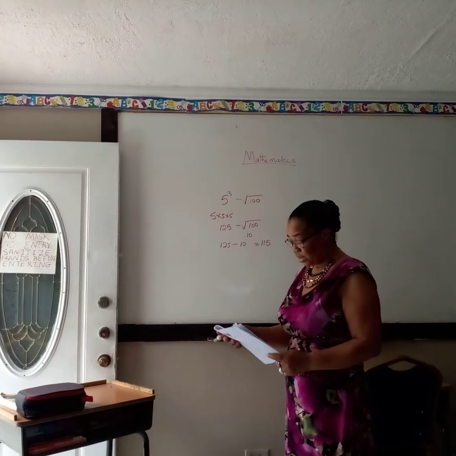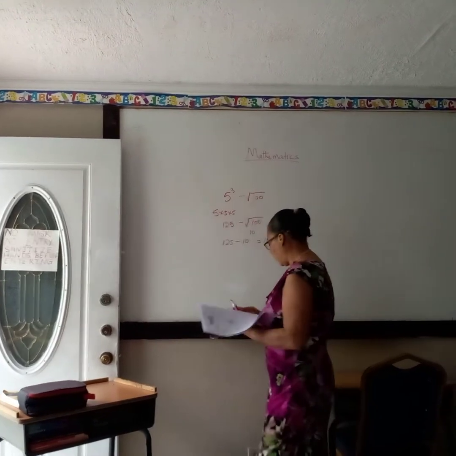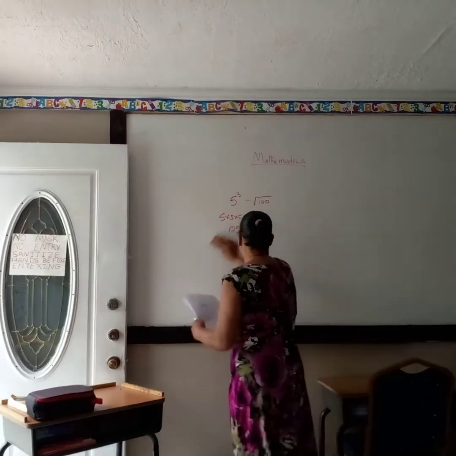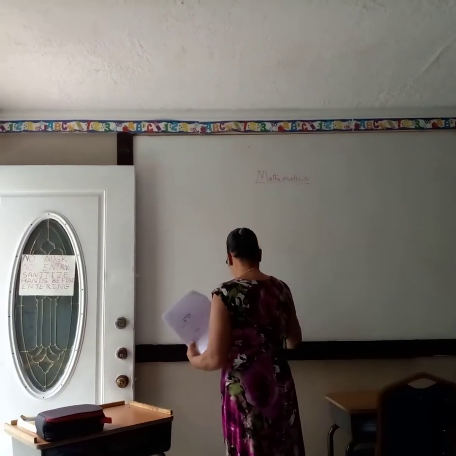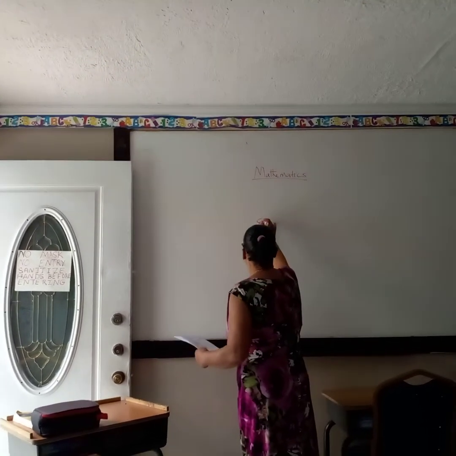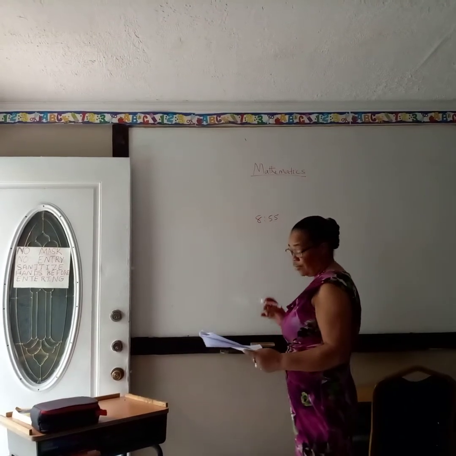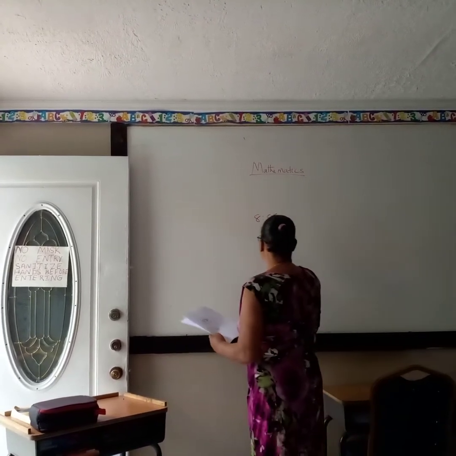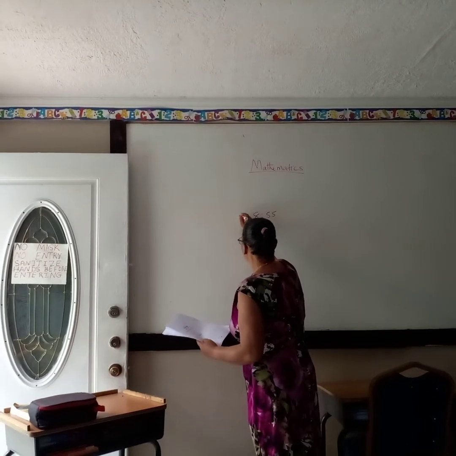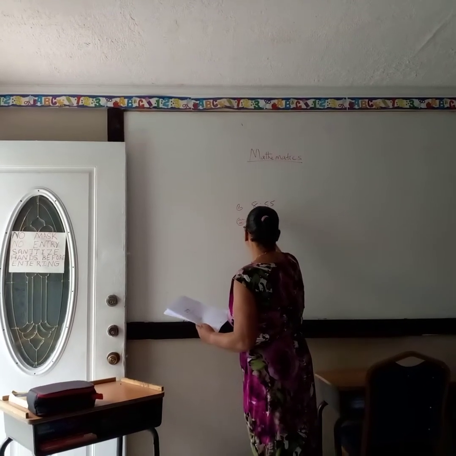Okay. The next question says a bus leaves the station every 20 minutes. The first bus leaves at 8:55. Take this down. The first bus leaves at 8:55. It said every what? 20. Every 20 minutes. So that's bus number 1. Here goes bus number 2, 20 minutes after.